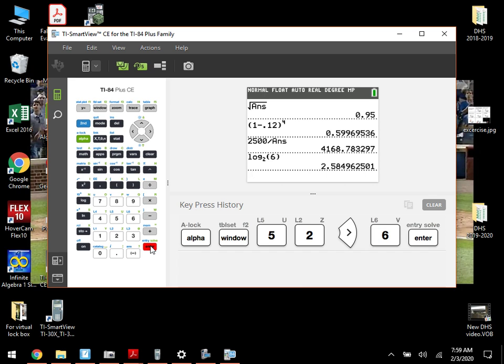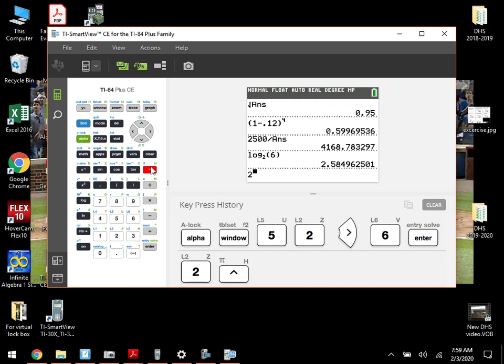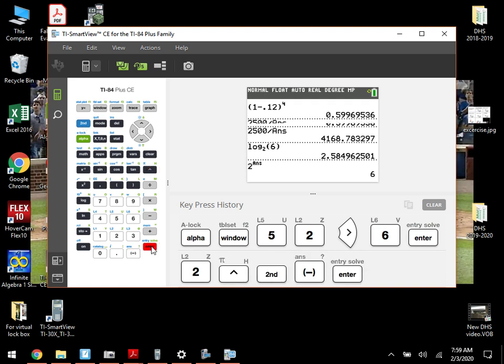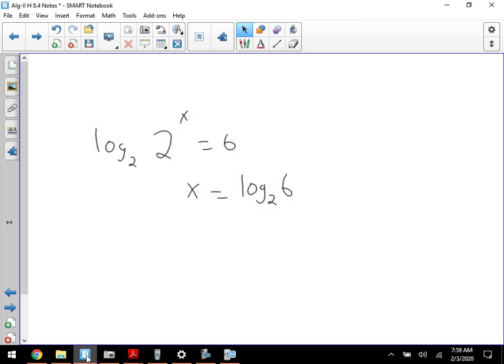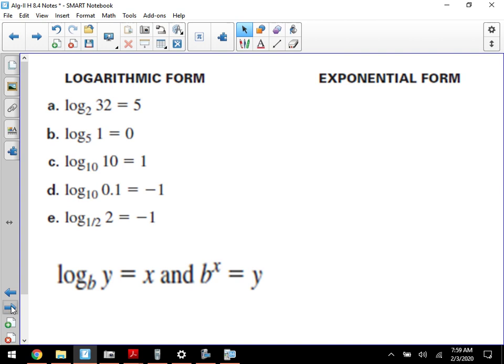So if I did 2 to that power, it should equal 6. There you go. And now there's logs. It's impressive. Like I said, they're not terrible to work with. It's a different way. It takes a little bit of time. So what we're going to do here is rewrite them between the two different forms.